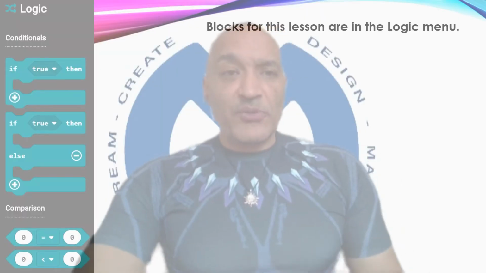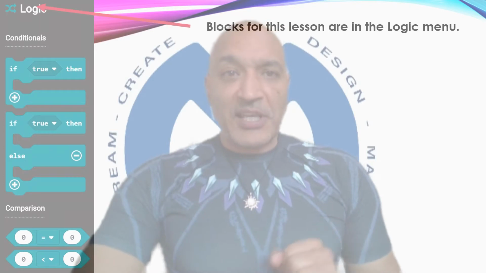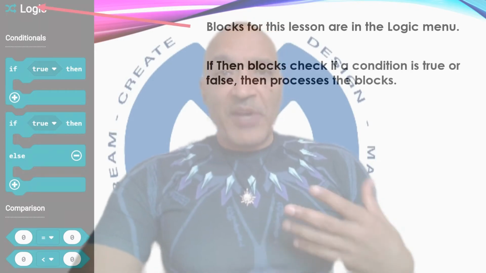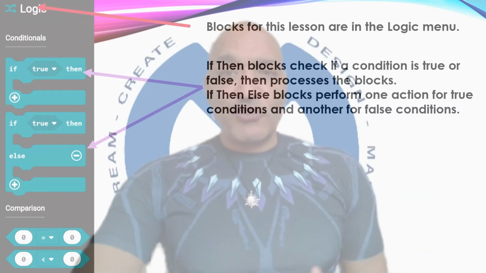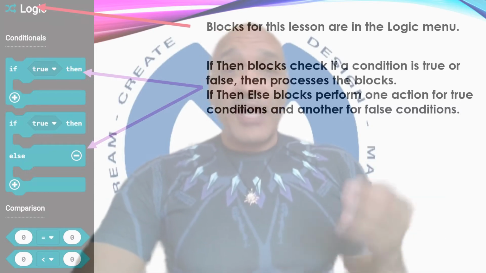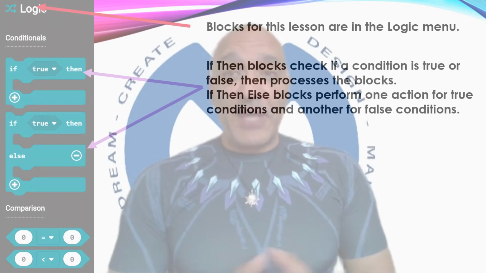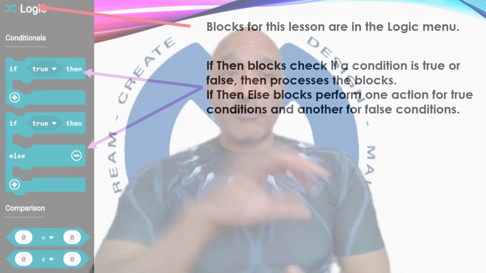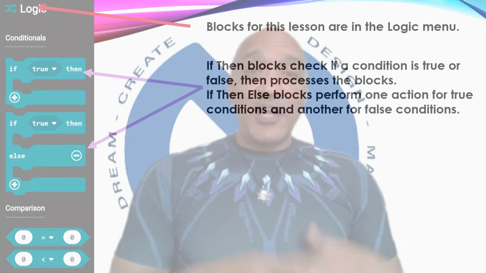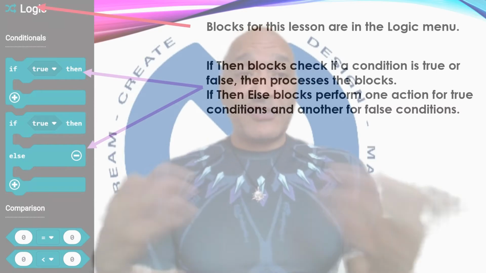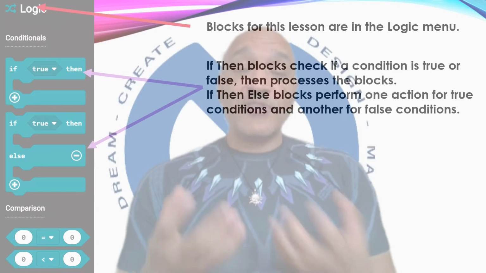Today we're going to use some blocks in the logic menu, and you'll see here, logic, we've got if blocks, and if blocks check if your condition is true. You can also set it to false, and it will do something based on whether your condition is met. So if you're looking for something to be true, the computer looks, is this true? And then it will do the blocks inside. If you're looking for something true, and the computer says it's false, it will not do the blocks that are inside. This is a control loop.